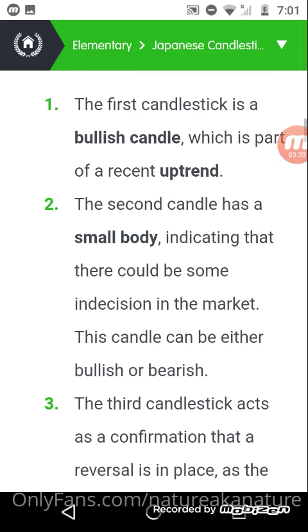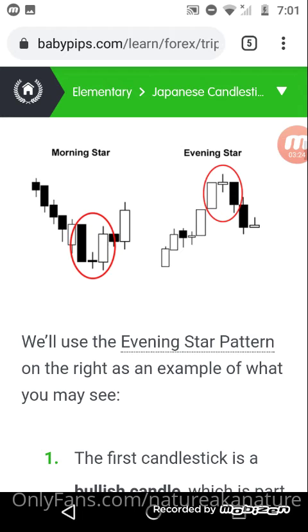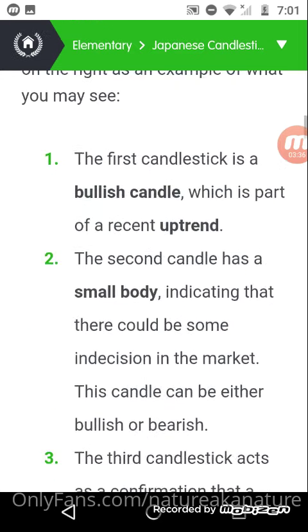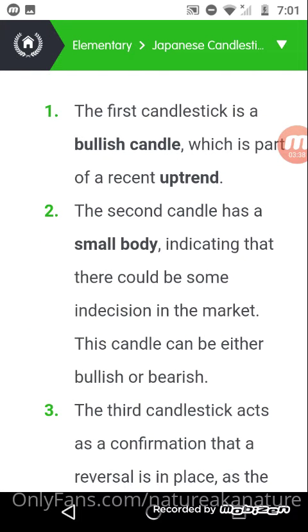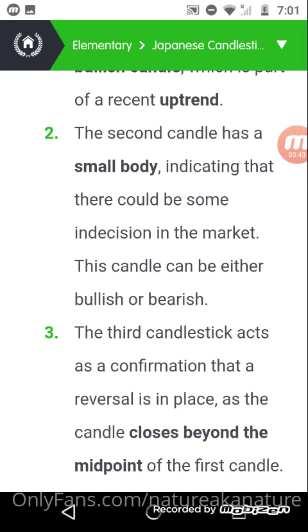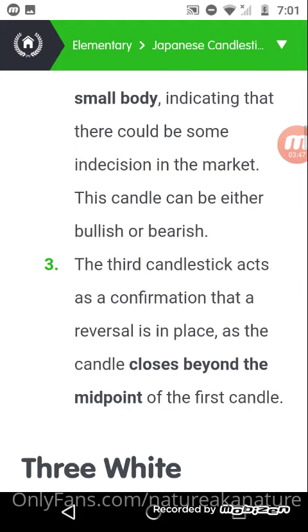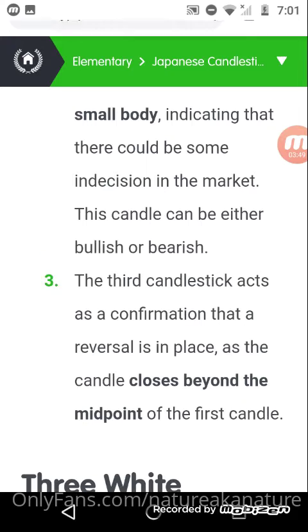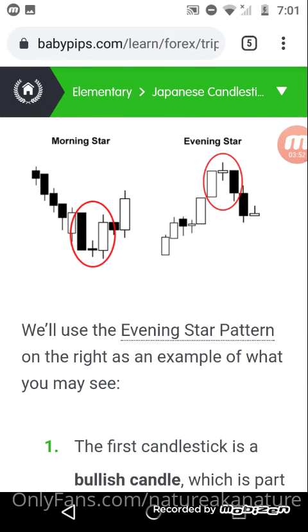This candle can be either bullish or bearish. It doesn't matter. In this example it is bullish because it's white. Even though it has a small body, the body is still white, and for the evening star pattern it can be either bullish or bearish. But the third candlestick acts as the confirmation that a reversal is in place, as the candle closed beyond the midpoint of the first candlestick. For this to happen, it has to close beyond the midpoint of the first candlestick.